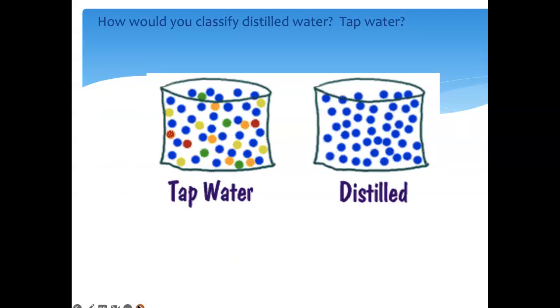How would you classify these two? Now, of course, we're looking at the particles here. Tap water is going to be a mixture, but to the naked eye, it's going to look homogeneous. Whereas our distilled water is a pure substance. It is a compound.